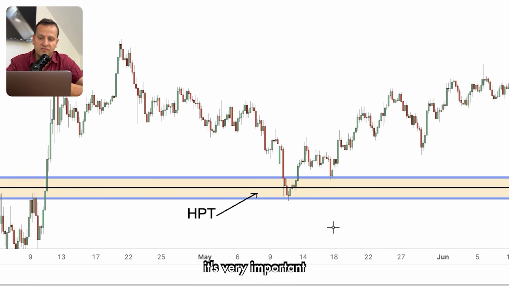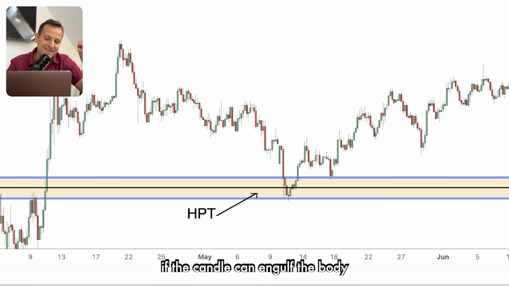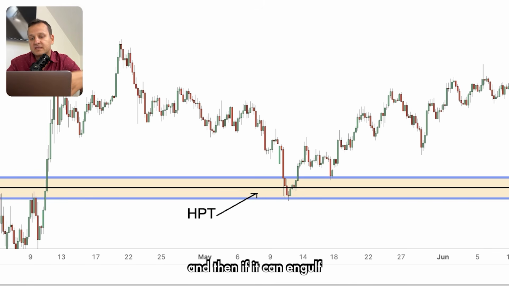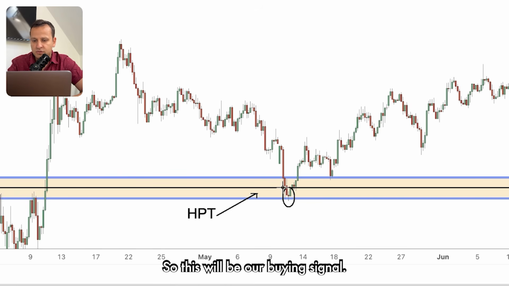For me, it's very important that the candle can engulf the body, and if it can also engulf the wicks, of course, this is even better. But I'm not getting psychotic regarding the bullish engulfing covering the whole body and the wicks. As long as the body is covered, this is a good enough sign for me, as happens here. So this will be your buying signal.